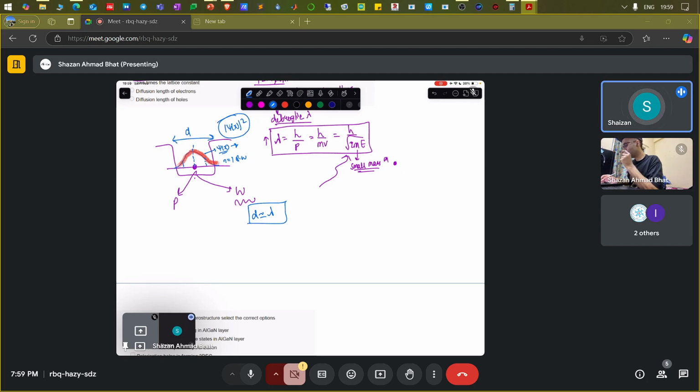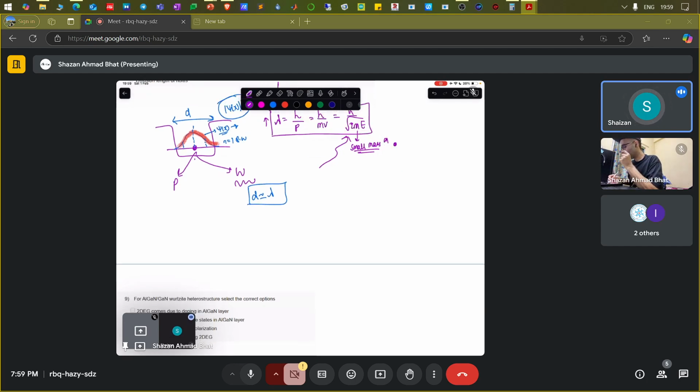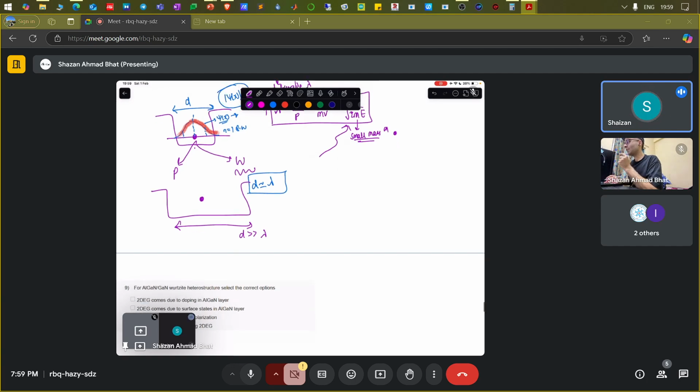But if you increase the dimension of this well, and you make d much, much greater than lambda, you can have an electron as a particle, which is a classical entity, and you have to treat it as a particle. You have to apply Newton's laws.